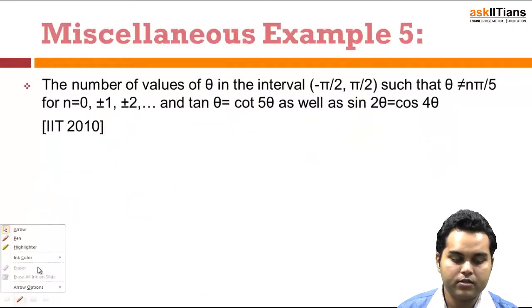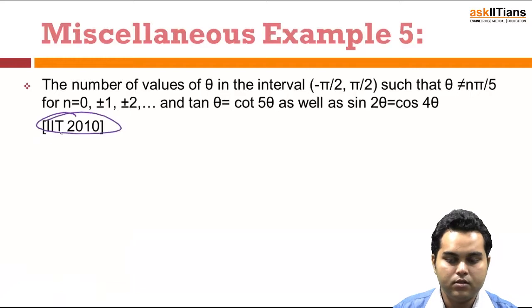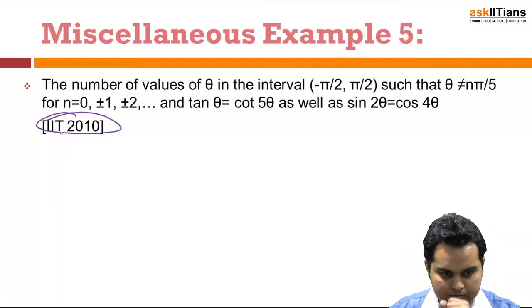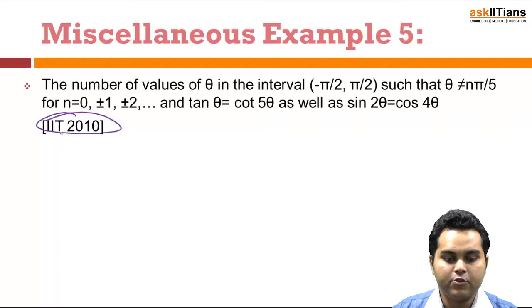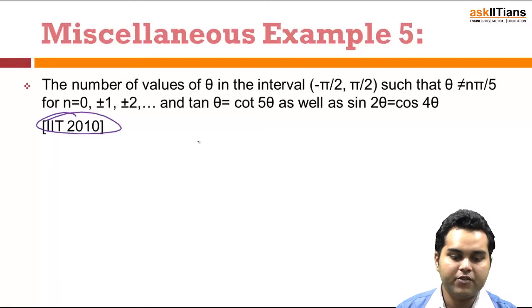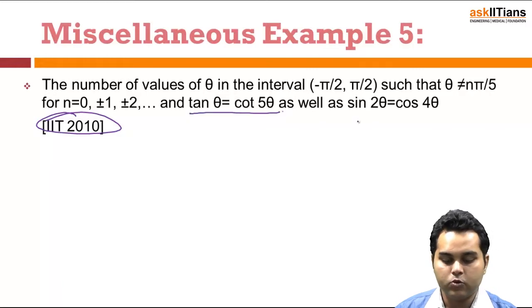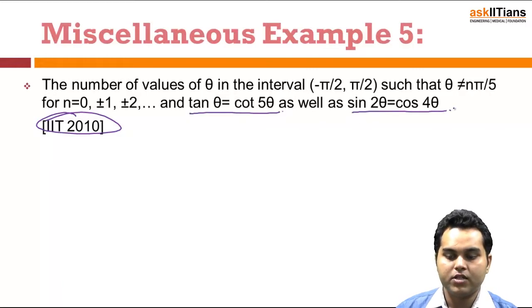Moving to the next part, I am again given two equations. It's an IIT JEE question. So the number of values of theta in the interval minus pi by 2 to pi by 2 such that theta is not equal to n pi by 5 for n having integral values, and the equations that are given to me are tan theta is equal to cot 5 theta and sin 2 theta is equal to cos 4 theta.